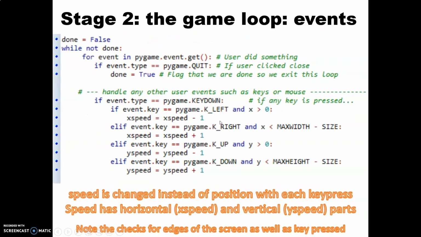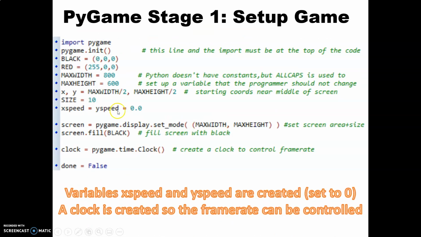So what we should have done so far, stage 1, we set up our initialization of the game. We imported the library, we initialized the game, we set up some colors and some coordinates, and more importantly, we used an X and Y speed to be able to control the position and movement of the player. We also created a clock, pygame.time.Clock, and we've called it clock to keep track of it easily.